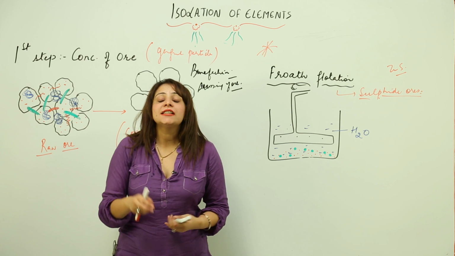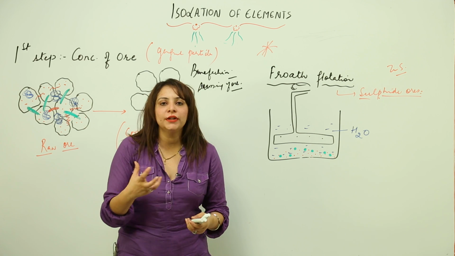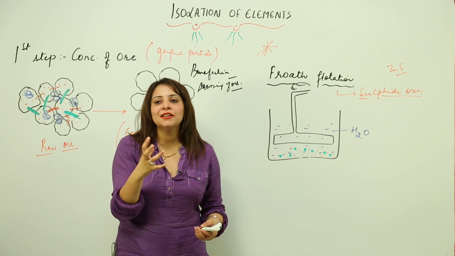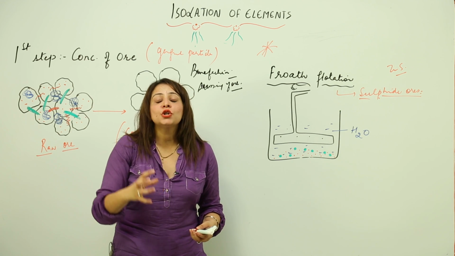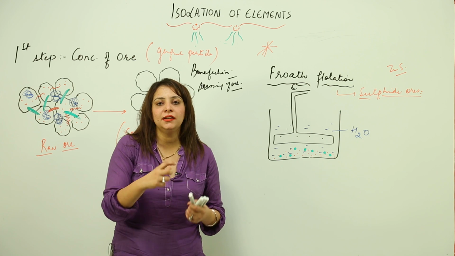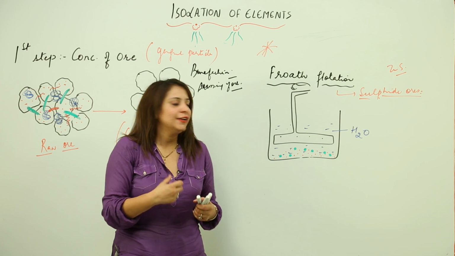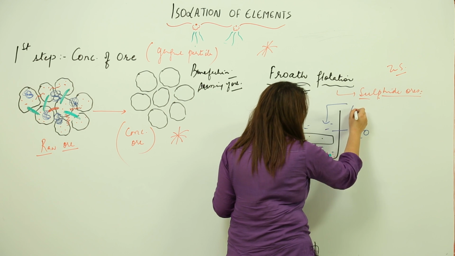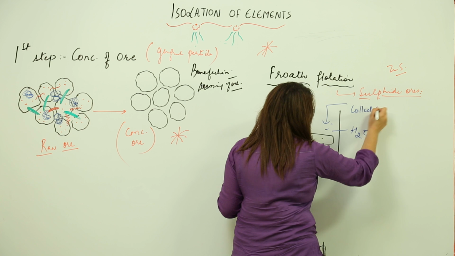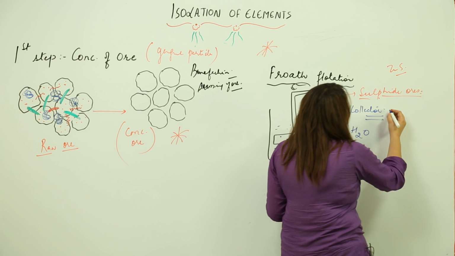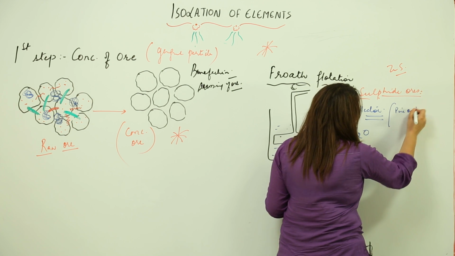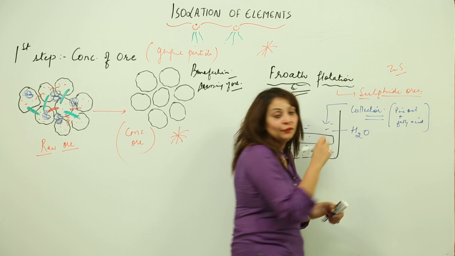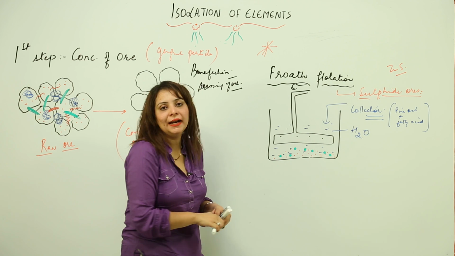Now what happens, the sulfide ore actually gets wet with the water, and we want that it should not get so much wet. So to enhance the non-wettability, what we do is we add the collector to it. Collector is just a substance like pine oil or fatty acid to enhance the wettability. So this is what we are adding to it.